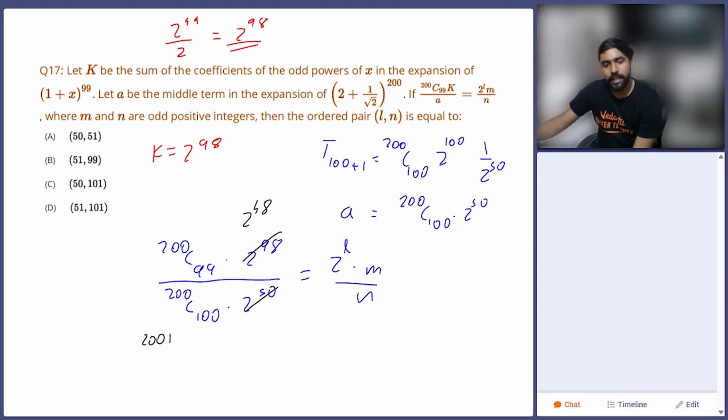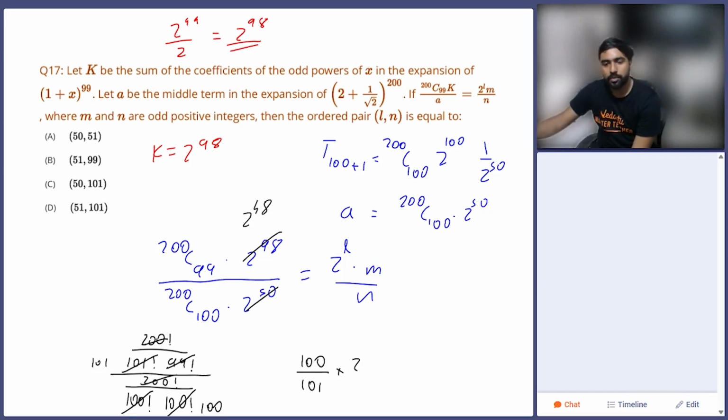Over here, what will I get? I have 200 factorial divided by 101 factorial, 99 factorial, divided by 200 factorial divided by 100 factorial, 100 factorial. So 200 factorial goes off. 99 factorial, 100 factorial goes off. 100 factorial, 101 factorial goes off. So what are you left with? You're left with 100 upon 101 into 2 power 48 is equal to 2 power L, M by N.